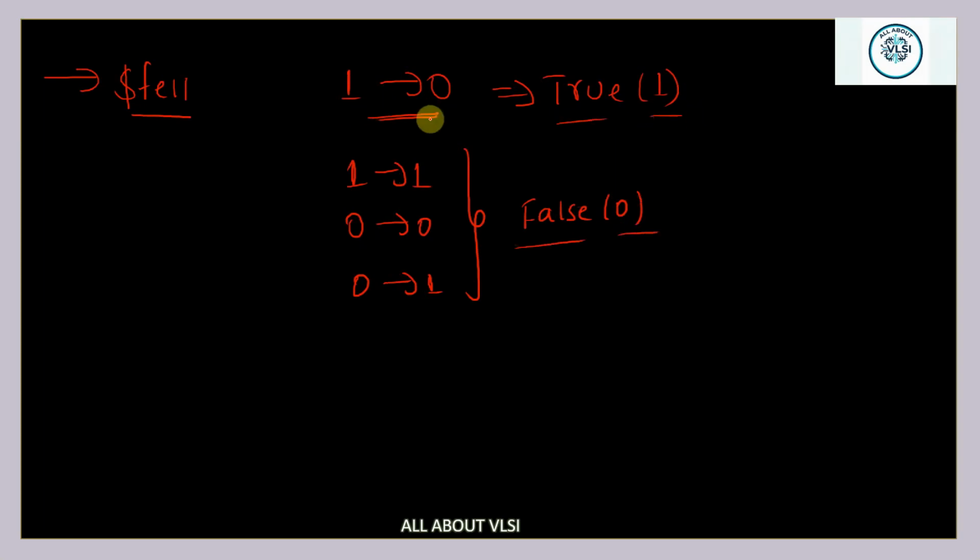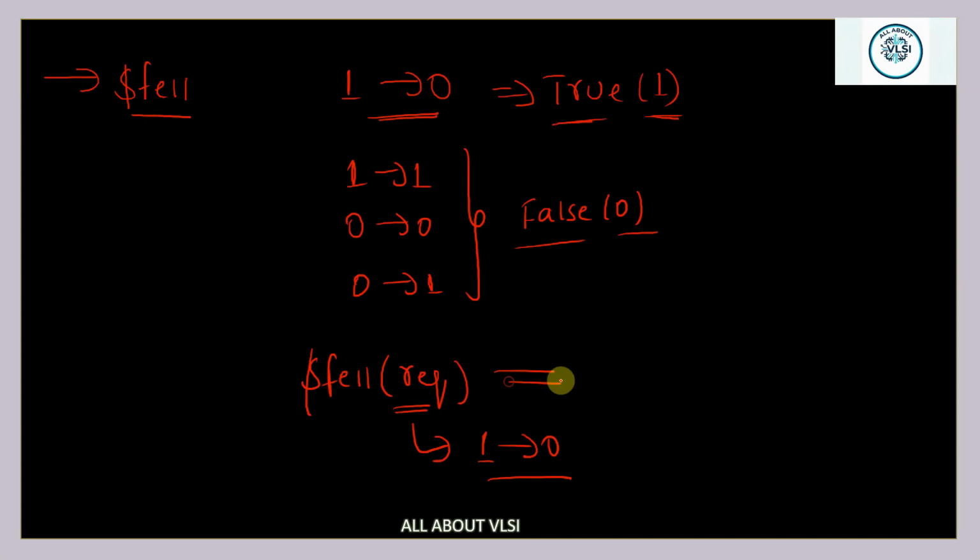If there is any negative transition or falling transition in the variable which we are going to give, then it is going to return me 1. So I can simply write it down as $fell of REQ. If there is no such transition from 1 to 0, this function is going to return me 0. So this is how this function is going to work.